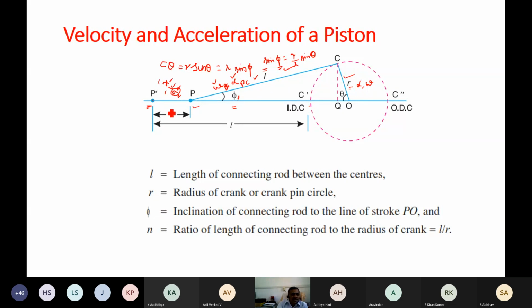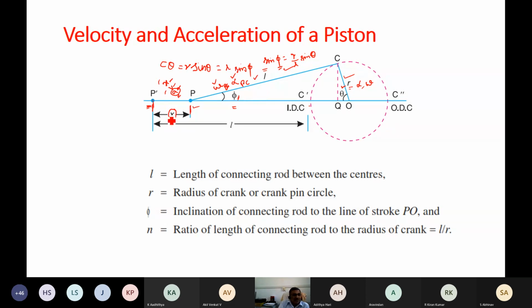So now, initially the piston is at this position. Now it is displaced to this position. When it is displaced to this position, the displacement is x. What will be the value of theta? For a rotation of theta, the displacement is x. Now I want to calculate x in terms of theta.